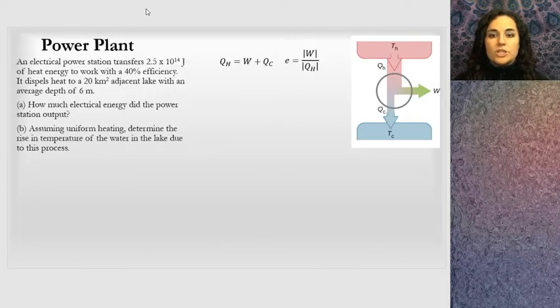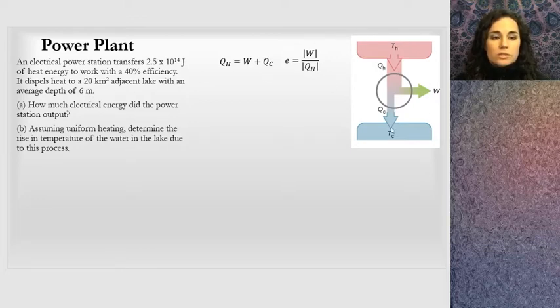The example I chose is pretty interesting, about a power plant. An electrical power station transfers 2.5 times 10 to the 14th joules of heat energy to work with an efficiency of 40%. It dispels heat into a 20 kilometer squared adjacent lake with an average depth of 6 meters.